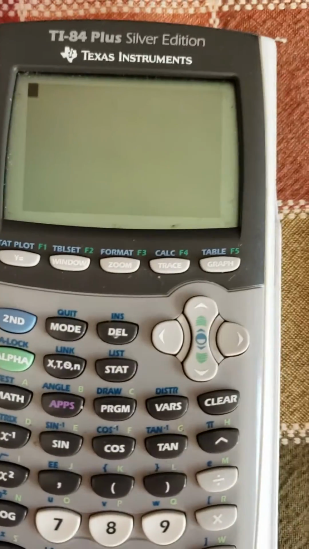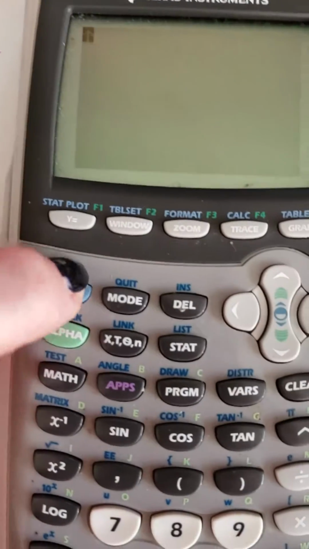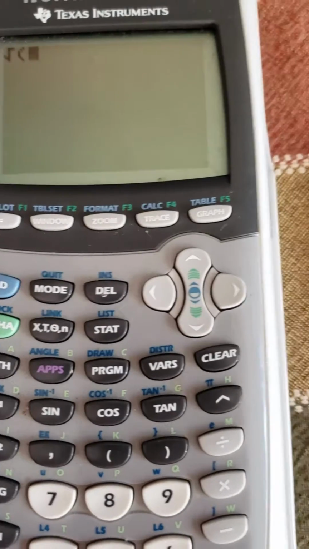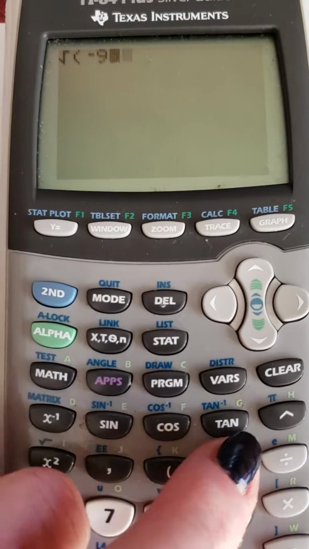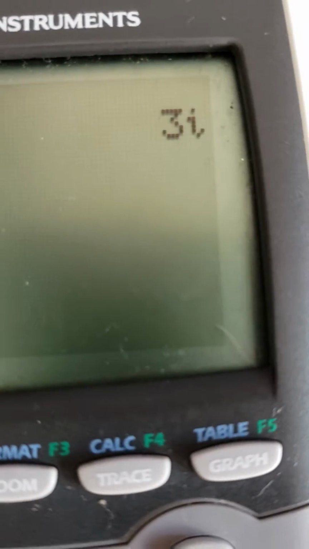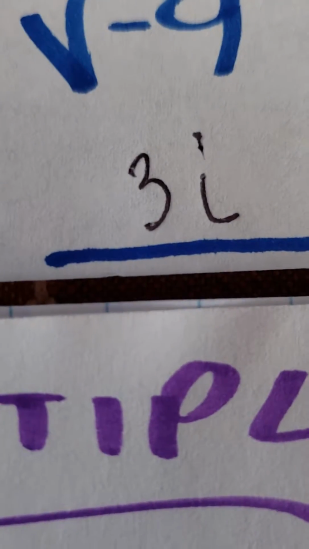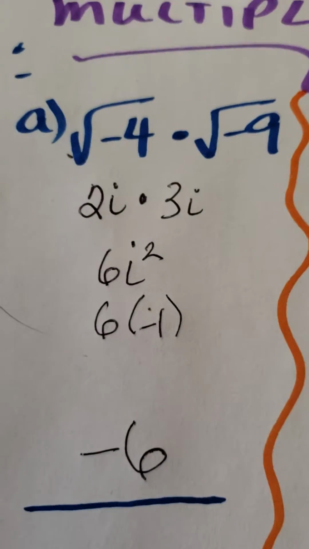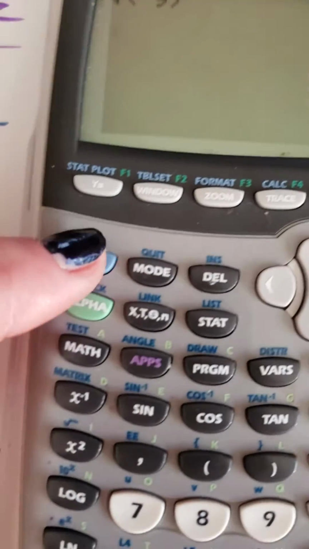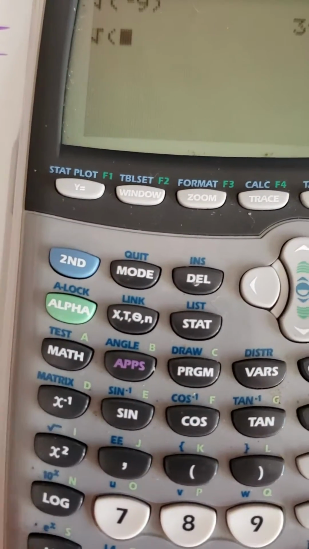Okay, so the square root, second x squared gets us our square root, right? And now we can put in -9, press enter, and we get our imaginary 3i. Boom, 3i, okay? So can we do multiplication like longer problems? Yes, let's do it. Okay, so the second problem is square root, second x squared.